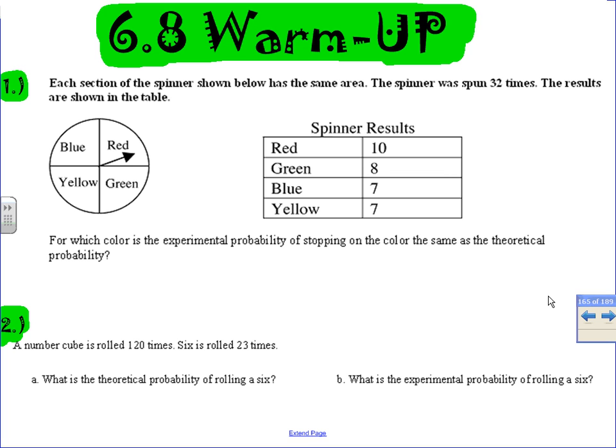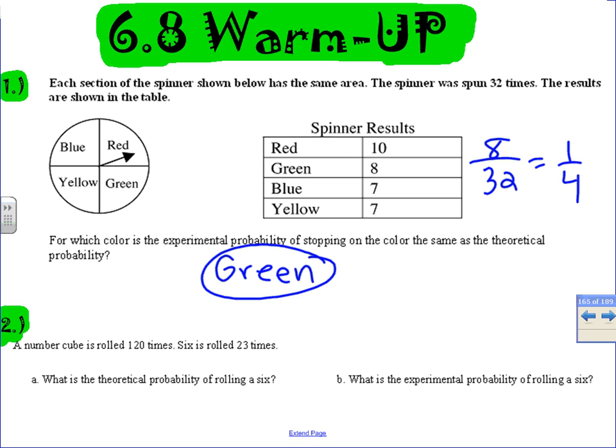Okay? So starting with the warm-up that was up on the smart board. All right, number 1, it asked you for what color the experimental and theoretical are the exact same. So what color, Justin, is the exact same for both? Okay, can you explain that a little bit? Good. So then our theoretical over here, in theory, we should be getting green 25% of the time.